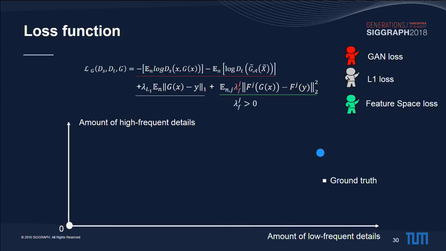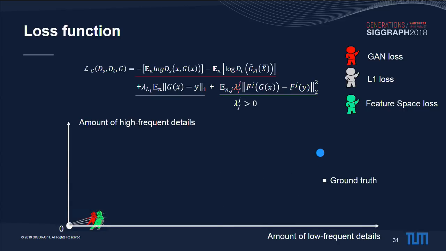Then, if the factor lambda f is a positive number, at first the GAN loss and the L1 loss are still the same. But if we use a positive lambda f, this term will push the model to decrease the feature space difference between the generated result and the reference. So this is the situation.